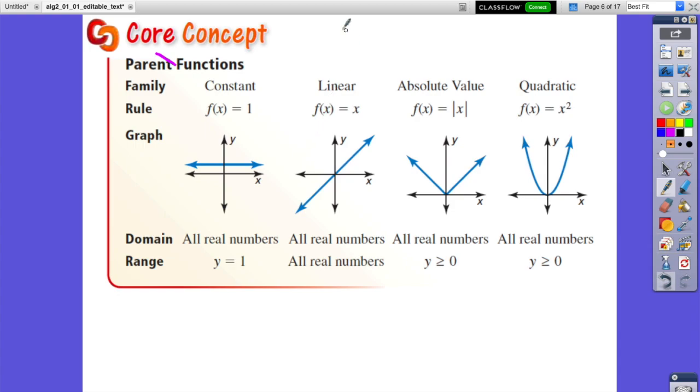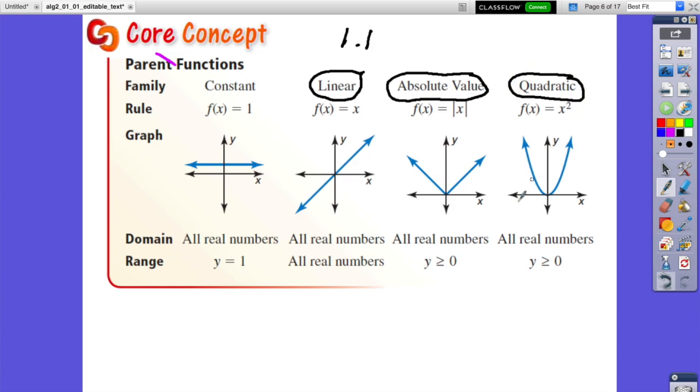Okay, we are working on parent functions. This is section 1.1 in the Algebra 2 book. So these three parent functions are the main ones that you need to make sure that you know. I was calling them the OG functions, original gangster functions. And every function from now on, we're always going to compare them to these parent functions.